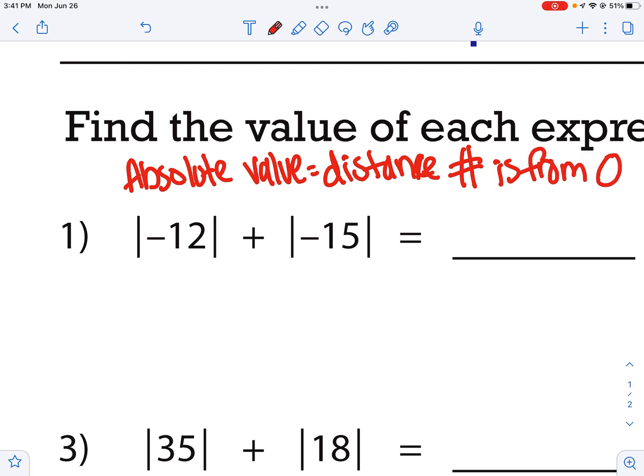You can't say the Walmart is negative 5 miles from my house, right? It would just be 5 miles from my house. Whether it's behind your house, in front of your house, to the left of your house, or to the right, it's still 5. Okay, so here we go.